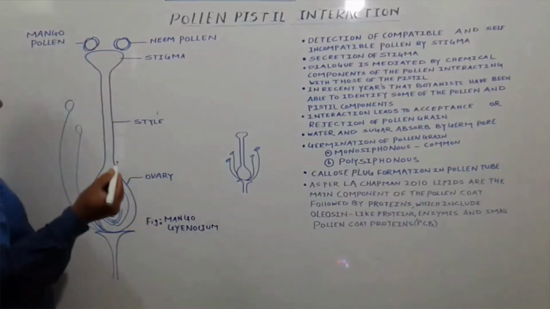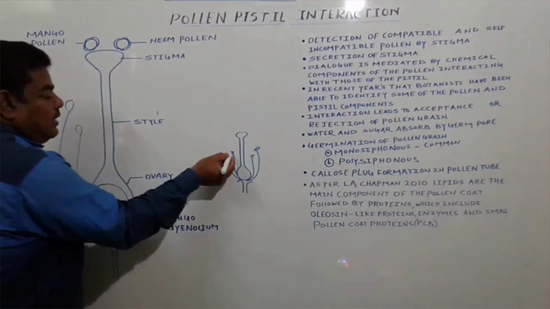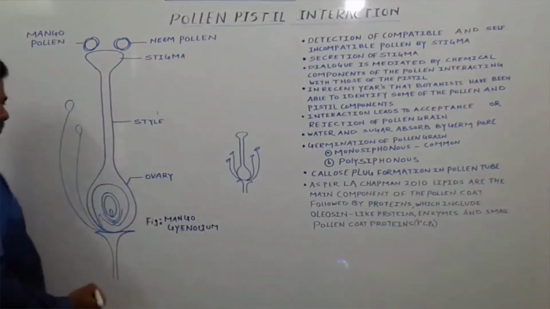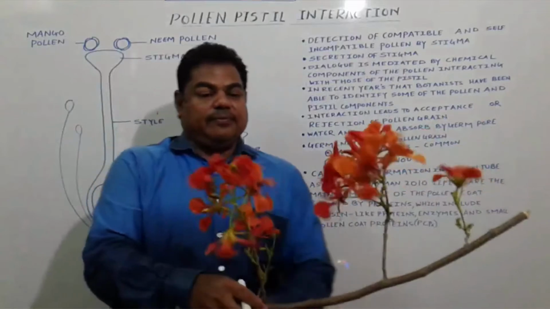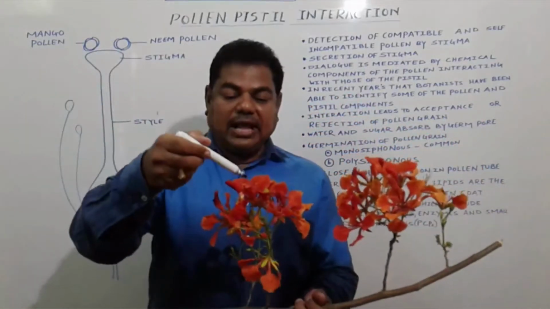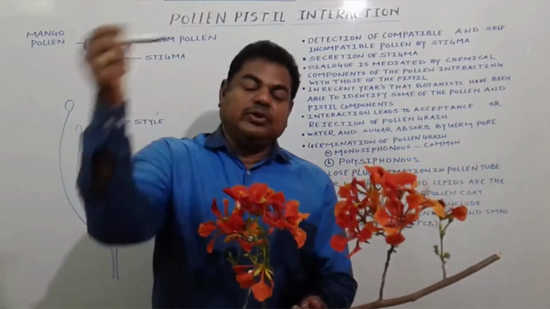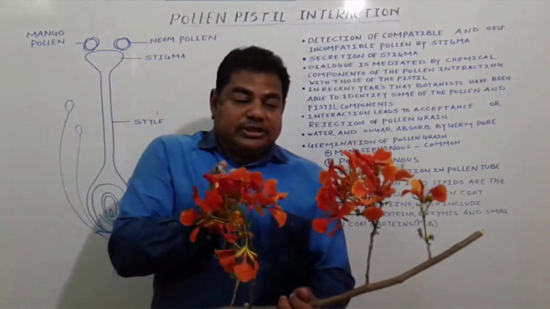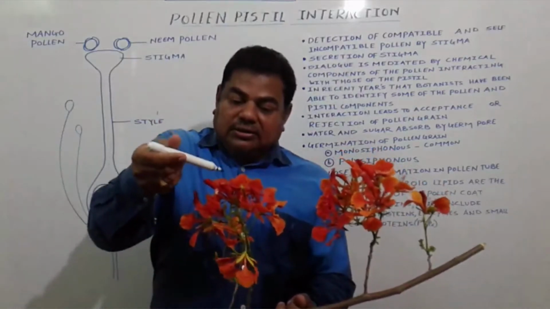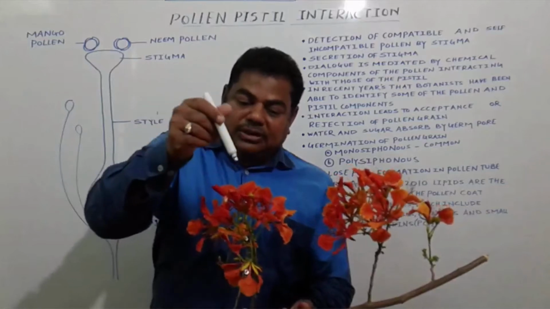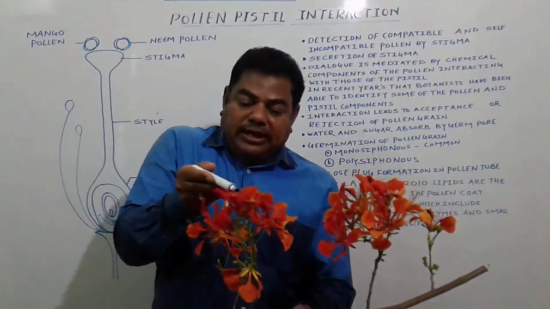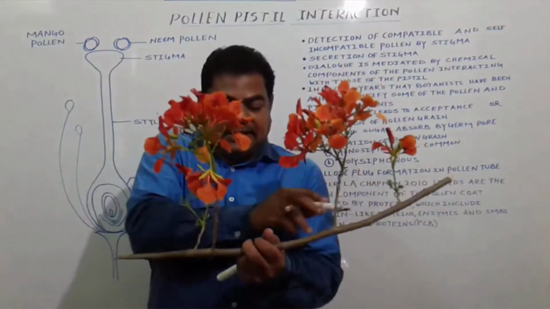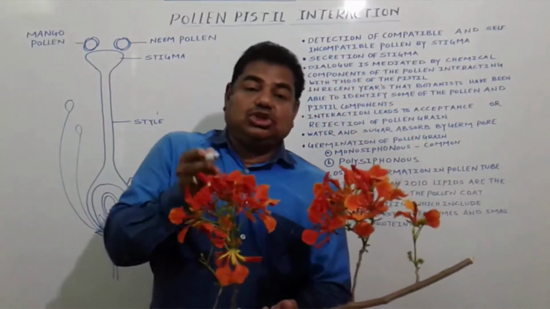Now we know that pollination is the transfer of pollen grain from a mature anther lobe to the receptive stigma of the same flower, or the transfer of pollen grain from a mature anther lobe to the receptive stigma of another flower bearing on the same plant. The transfer to the stigma of the same flower is self-pollination, autogamy. The transfer to another flower but bearing on the same plant, or the same branch, we call geitonogamy.